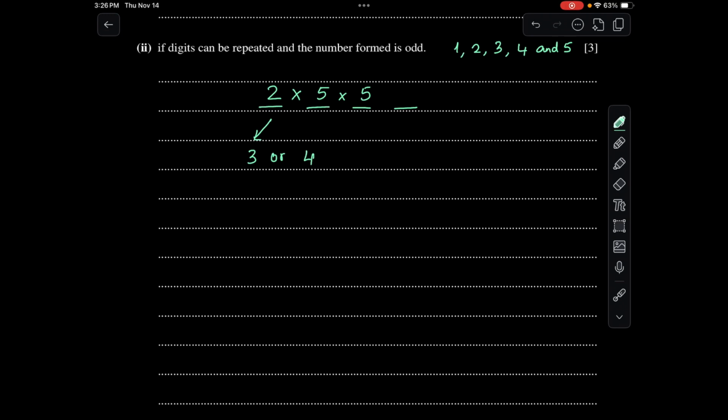Whereas for the last one, we need to be careful because it has to be an odd number. So if it has to be an odd number, the last digit can be only 1, 3 or 5. Only then will it be an odd number. So this can be filled up in 3 ways. If you multiply together, you get 150 ways.